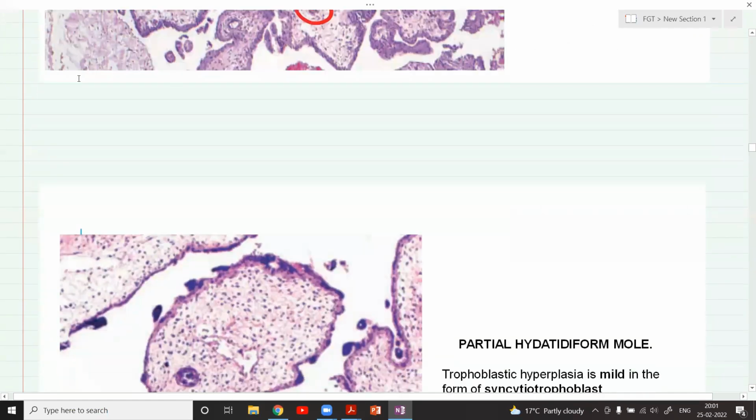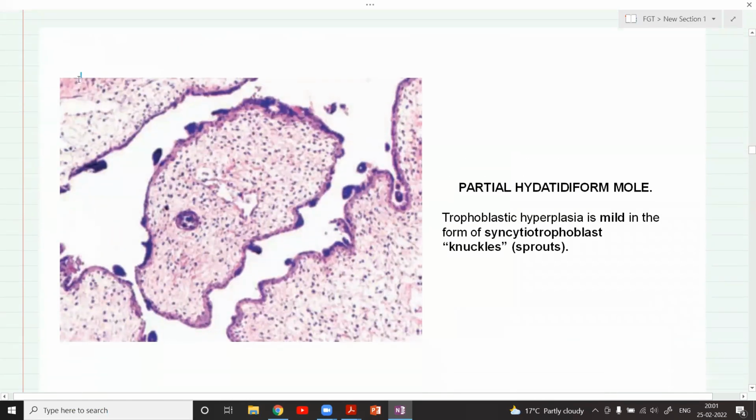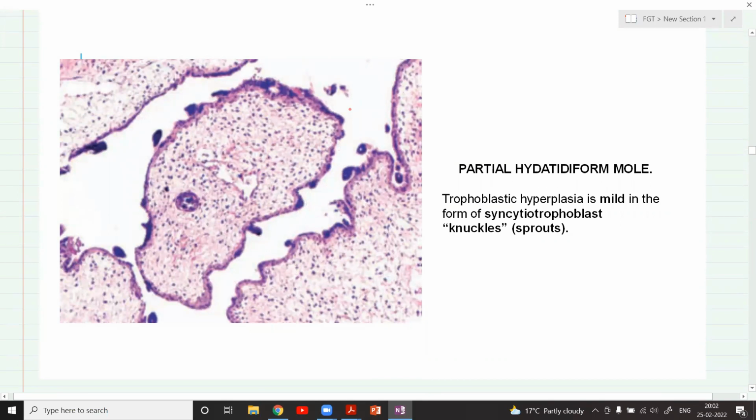Now, very important over here. If you see, the trophoblastic hyperplasia is very mild, and if you compare with that of complete mole, they had an excessive amount of trophoblastic proliferation. And over here, very importantly, the syncytial trophoblasts are proliferating in the form of knuckles or sprouts. Can you see? So these are the very important points.